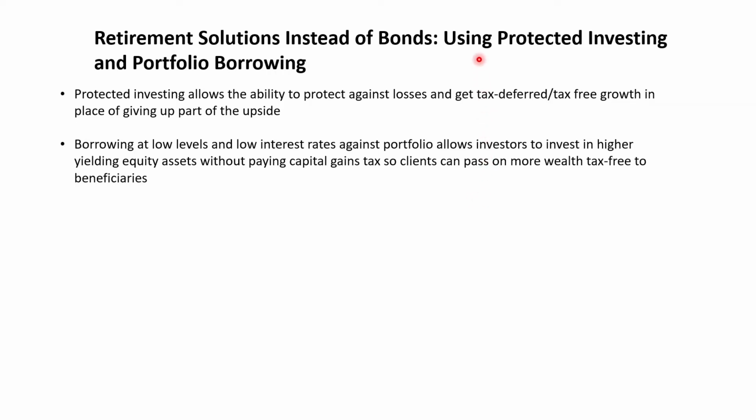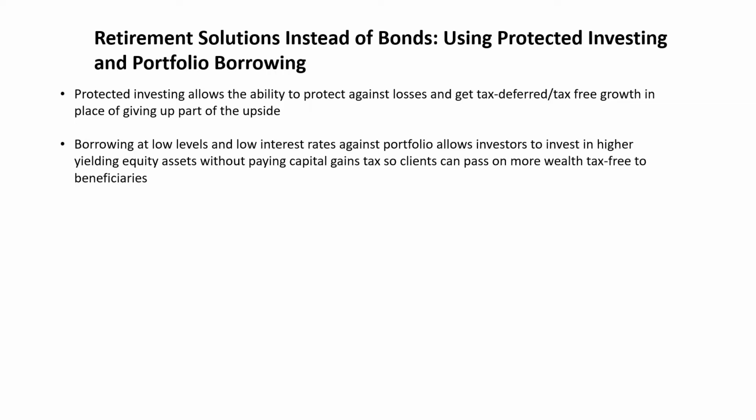So we'll be talking about two things. One is protected investing, and the other is portfolio borrowing against your portfolio. Protected investing simply allows clients the ability to protect against losses and get tax-deferred or tax-free growth in place of giving up part of the upside. What that really means is that protected investing can protect you against losses, so you don't have to worry so much about losing money. However, in exchange, you're also giving up a part of the upside. You're not getting 100% of the upside when the stock market or your investment does well. That's the trade-off: you're protected against the downside, but you're giving up part of the upside.